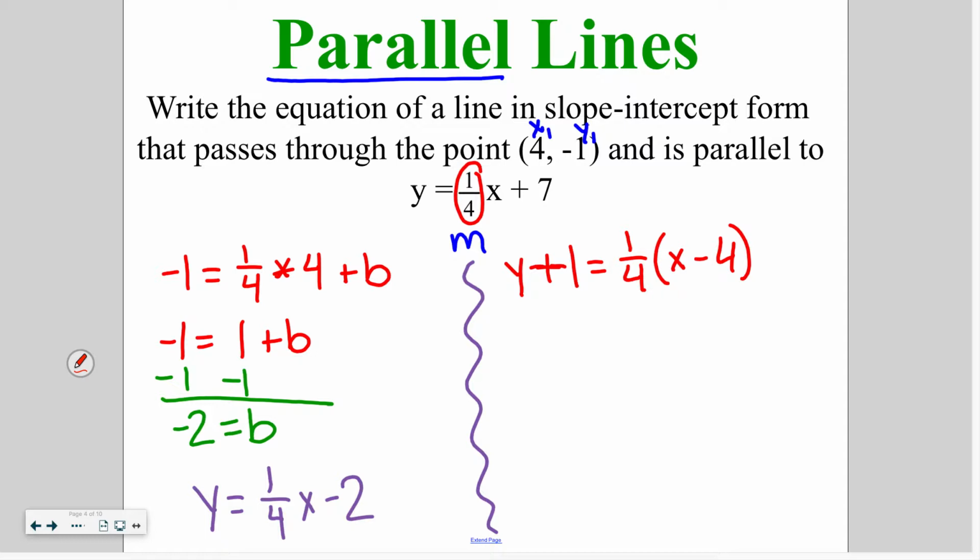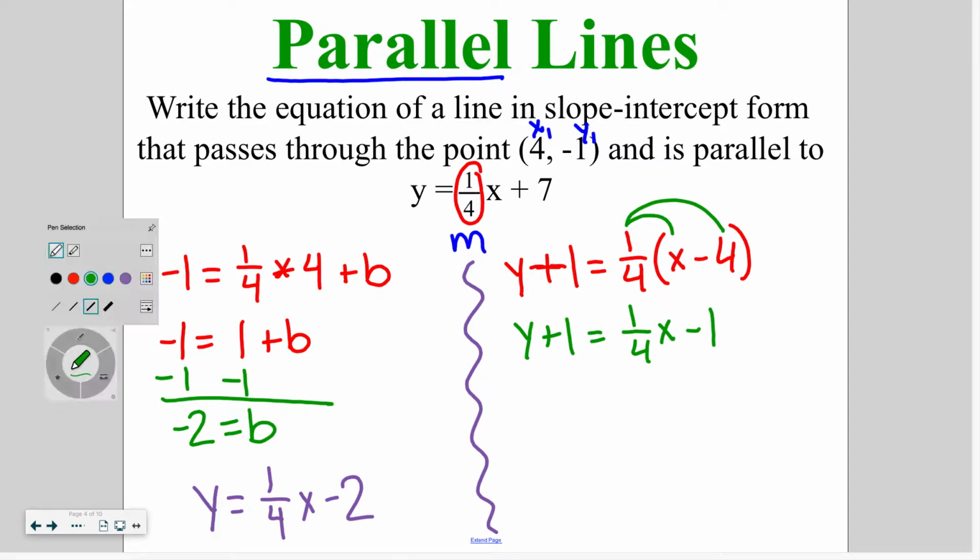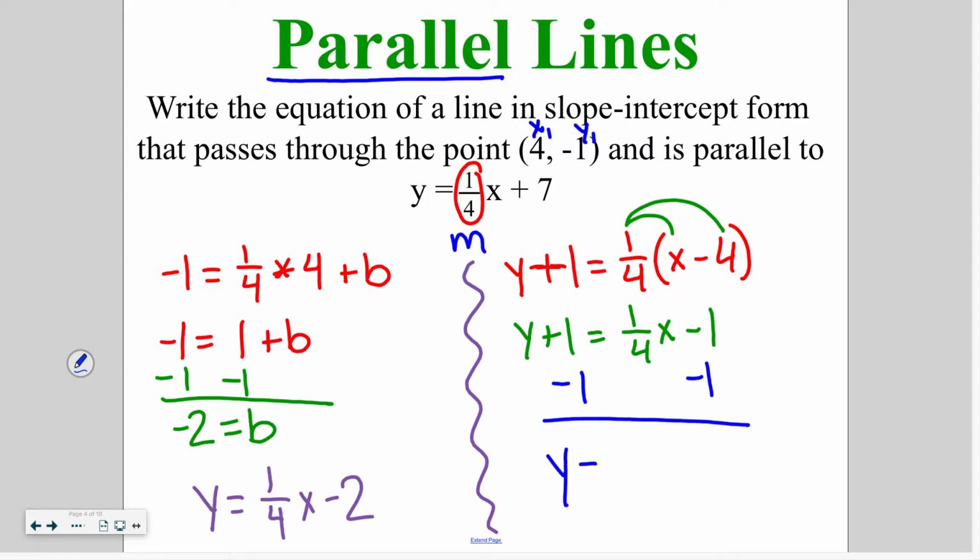Then, like we talked about last lesson, you would have to go ahead and use that distributive property. So we get y plus 1 is equal to 1/4 x plus 1/4 times negative 4, which is negative 1. In order to finish solving, you would subtract 1 from both sides, giving us a final answer of y is equal to 1/4 x minus 2. If you notice, both the purple equation from the first method and the blue equation from the second method give you the exact same answer.